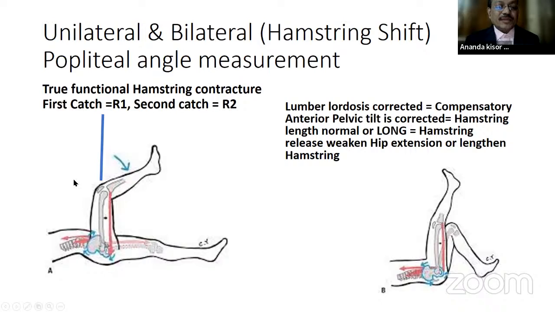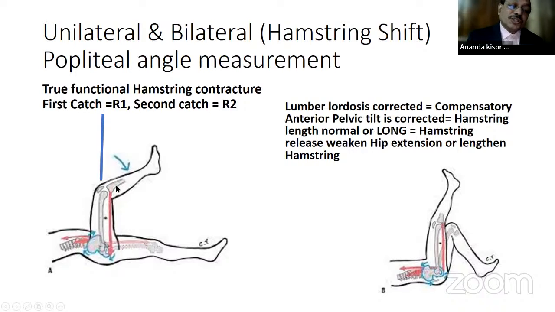Unilateral popliteal angle measurement is done like this. The patient should lie supine. As we see, there is a hamstring contracture that is compensated by the lumbar lordosis. So that is the compensatory lumbar lordosis. We have to keep the lumbar lordosis intact by keeping the other hip and knee extended.